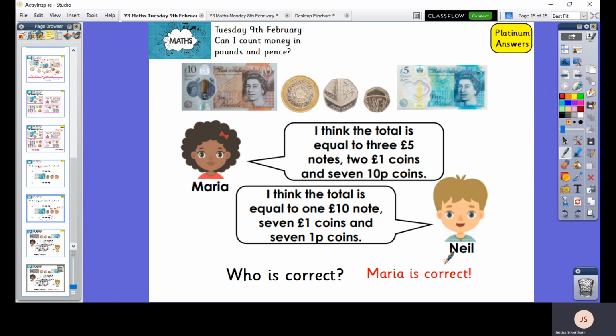Okay, how did you get on? It turns out that Maria was correct. When you work out what each of the children worked out, it was actually Maria who got it right. So equal to 3 £5 notes, which would make £15. 2 £1 coins would account for the £2 coin here. And then 7 10p coins would be the same as the 70 pence here. Neil was almost there. It's just that he said 7 1p coins instead of 7 10p coins. So he almost got it, just not quite.